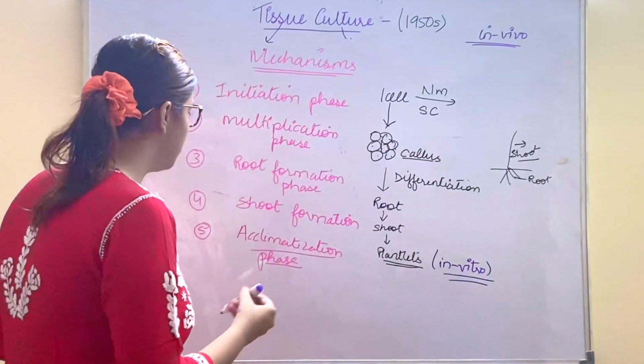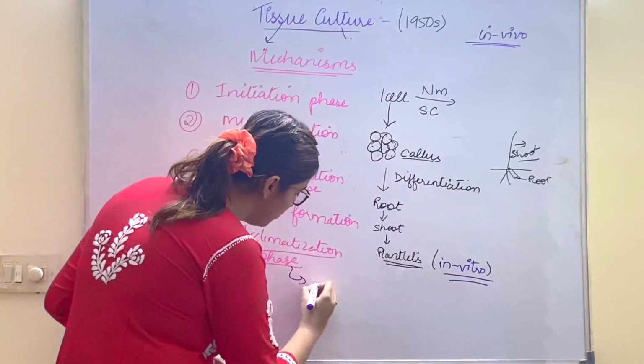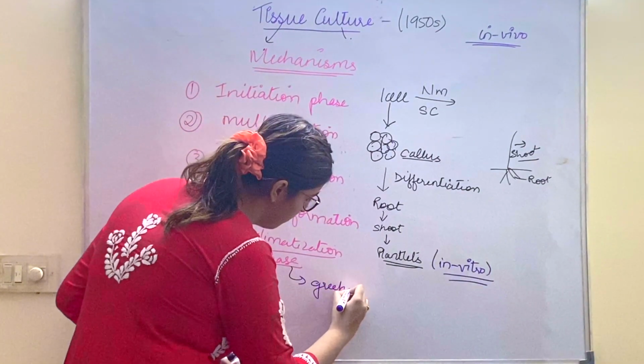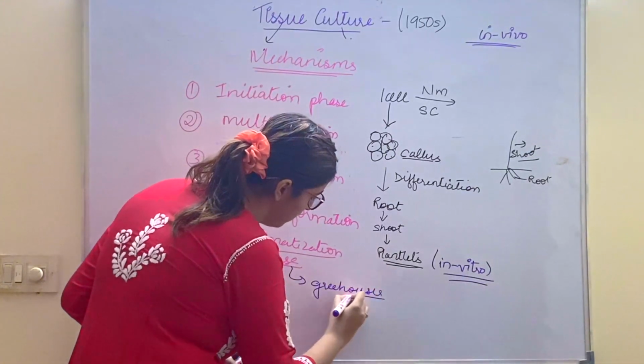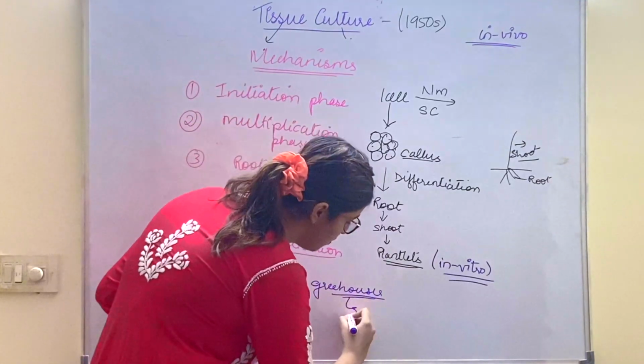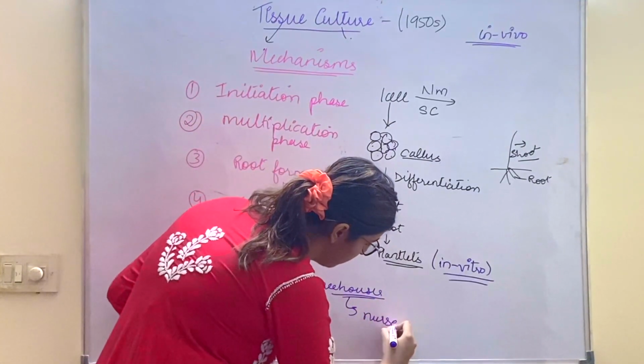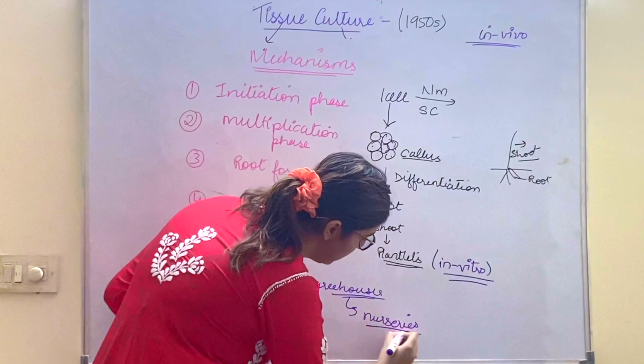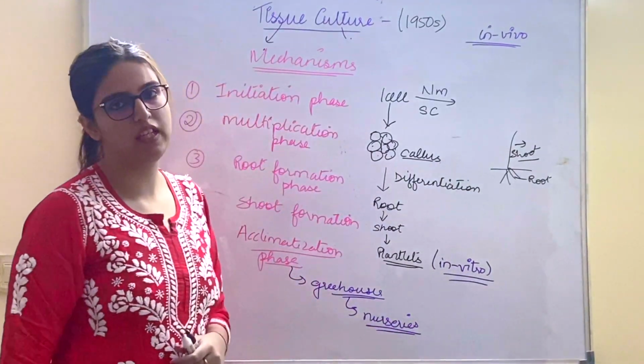So first what I'm going to do is, in the first phase, I'm going to grow them in greenhouses, okay? Greenhouses, and after that I'm going to grow them in the nurseries. Okay, now my plant has come to the normal fields.